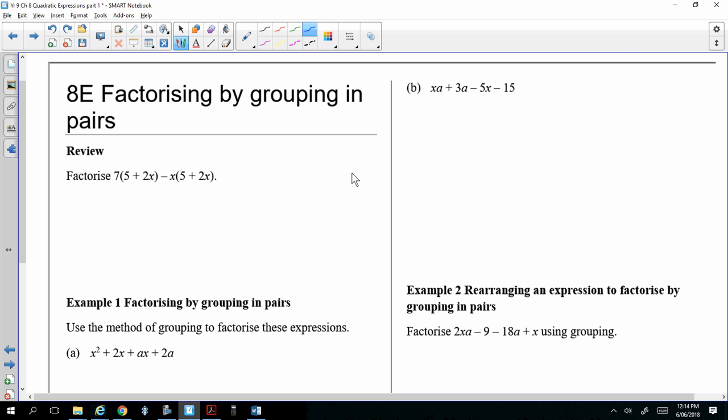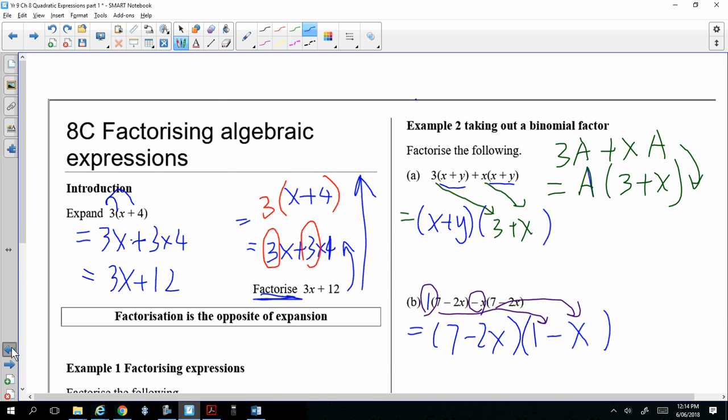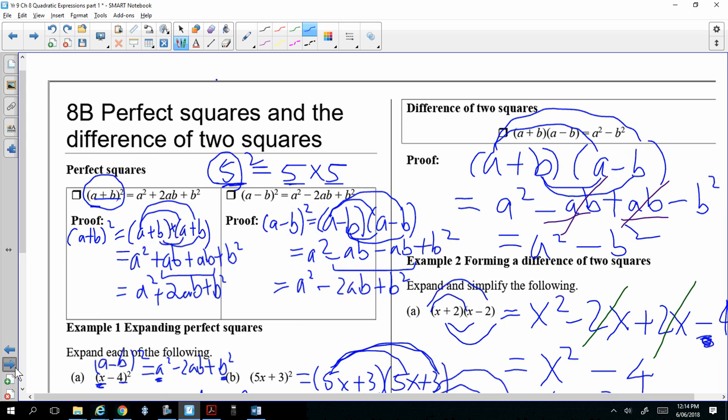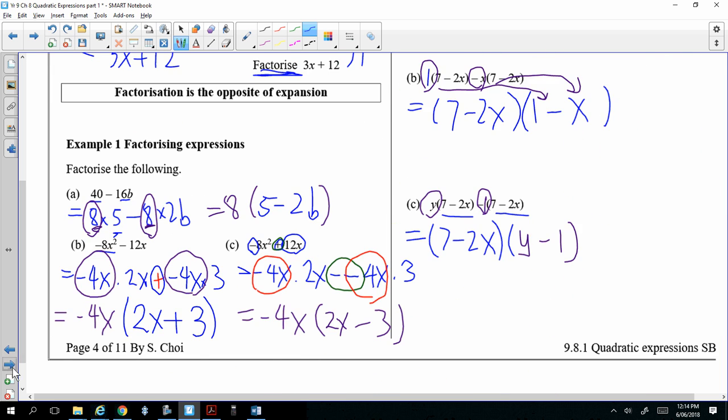How do I do this? It says factorizing by grouping. Now, we did that question before. That's from exercise 8B. Now, if you go to 8B, is that 8B? No. Oh, we haven't done it yet. Have we done this? Oh, we have.